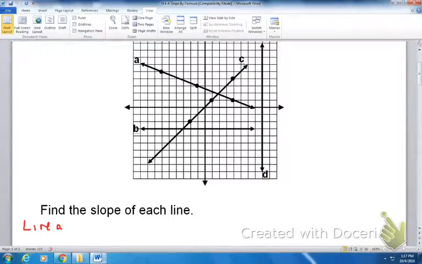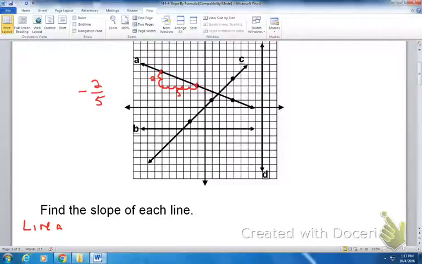Now, I think what some people were getting confused with was where do I count from on these lines? You count from any 2 points, and I'll show you what I mean by that on line A. Let's say I use these 2 points on line A. Well, I have 1, 2 for the rise, 1, 2, 3, 4, 5 for the run. So I'm going to write that over here, 2 over 5. Now it's going down and to the right, so I know that's negative.